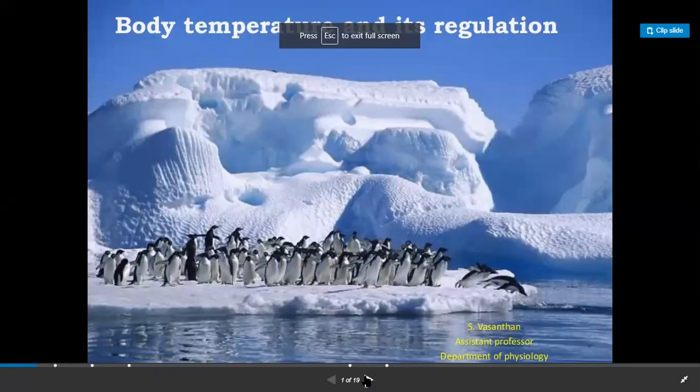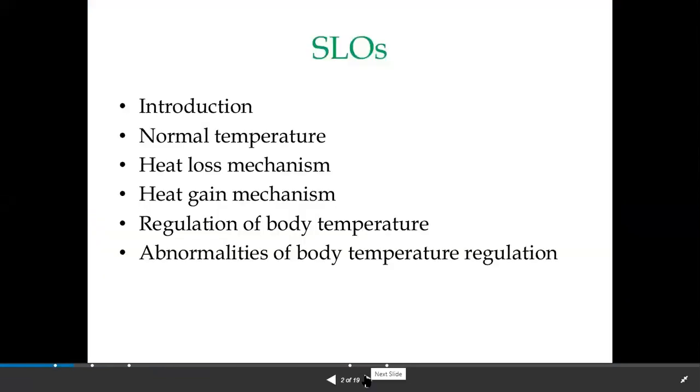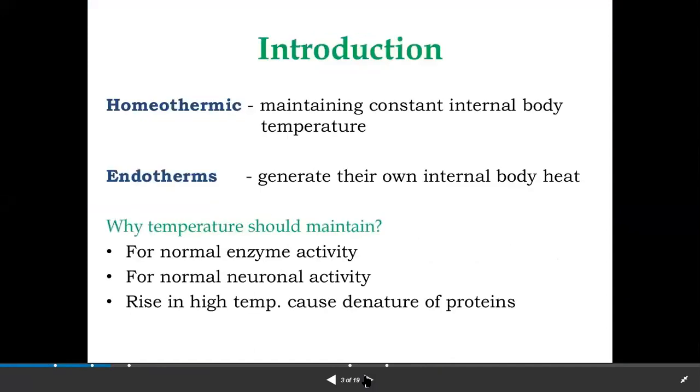Good. So in temperature regulation, we'll look at introduction, what normal temperature is, how your body loses heat, and how your body gains heat, the mechanisms involved, regulation of body temperature, and what will happen if your body fails to regulate temperature. So by way of introduction, we have what we call homeothermic.